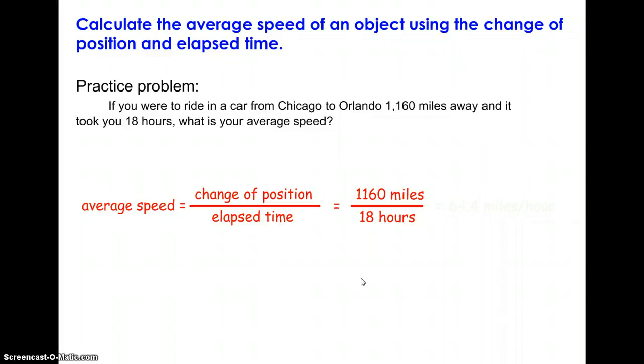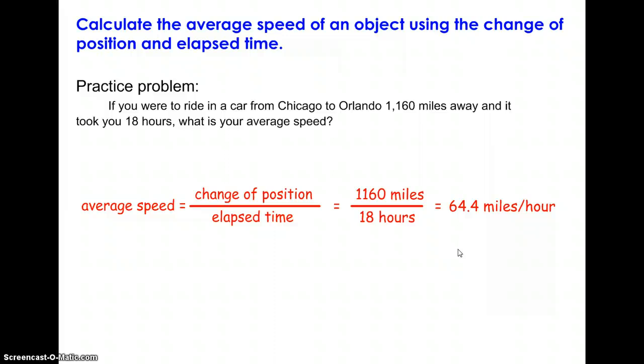So now, to determine our average speed, we simply take our top number, the numerator, and divide it by our bottom number, our denominator. And we get 64.4 miles per hour. So, your average speed, if you were to drive to Orlando from Chicago, is just over 64.4 miles per hour. Notice the units, they carried over to the answer, miles per hour.